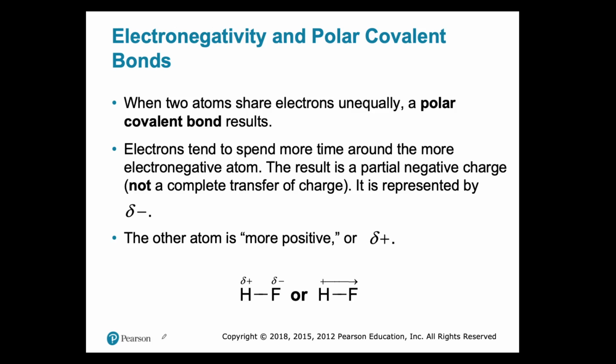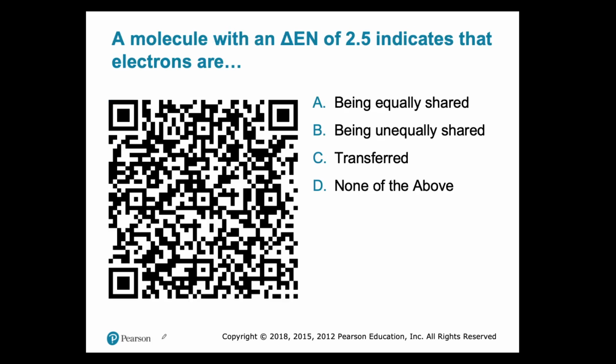And so if there is a polar covalent bond, there's not a complete transfer of charge. The electrons are just kind of flowing in that direction because fluorine is so electronegative, okay? All right. Next question.